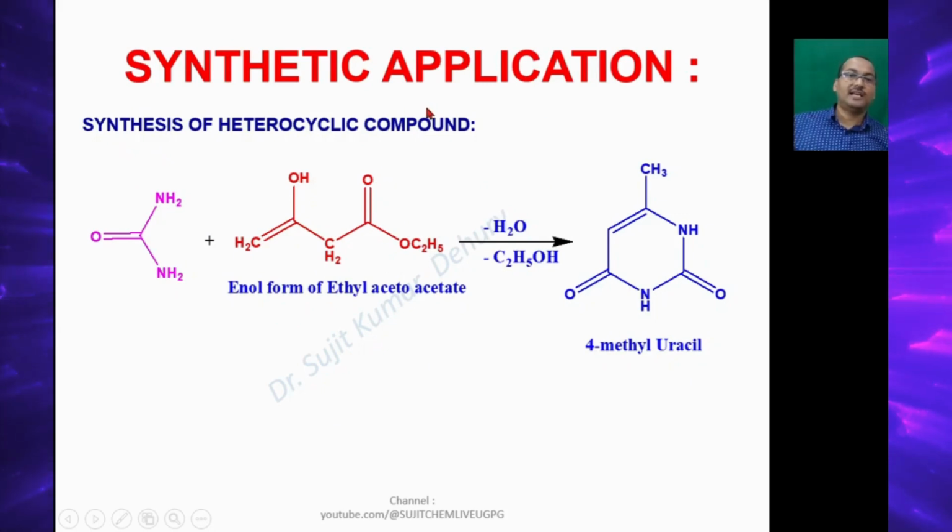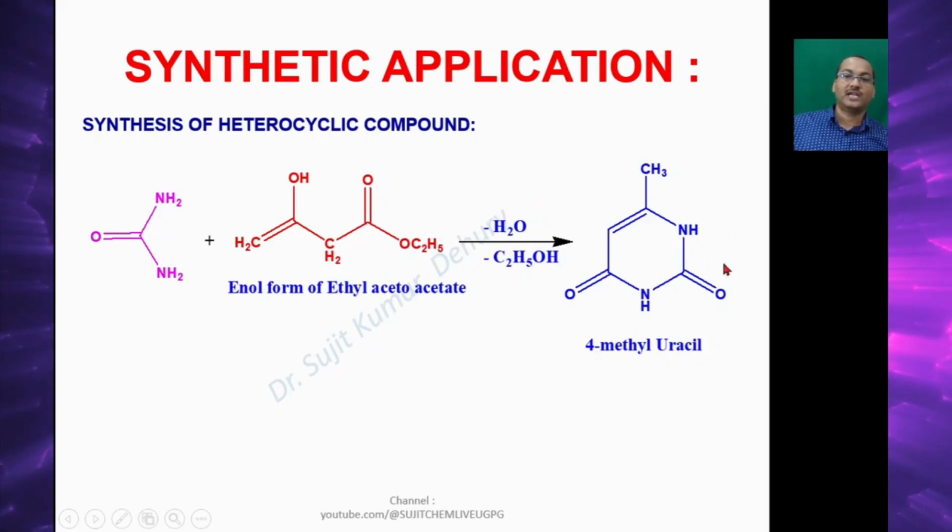Similarly, another synthetic application is synthesis of a heterocyclic compound. This is the urea, NH2CONH2, and this is the enol form of ethyl acetoacetate. They will undergo a cyclization reaction. It will lose one molecule of water and ethanol, giving rise to 4-methyl uracil.